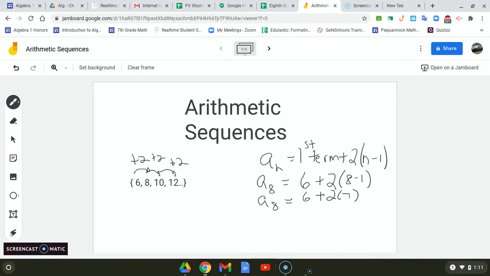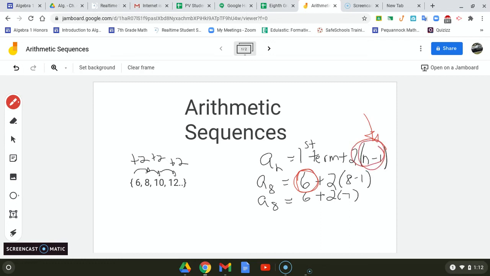Now, the reason that this piece over here has to be 1 less than the number of the term that you're looking for is because the one term that we're taking away there, we already have here. That's the first term. So if we had left this just as the 8th term, we would have had 2 times 8 terms plus one more term, which would have been the 9th term. That's the reason that this piece over here has to be n minus 1.